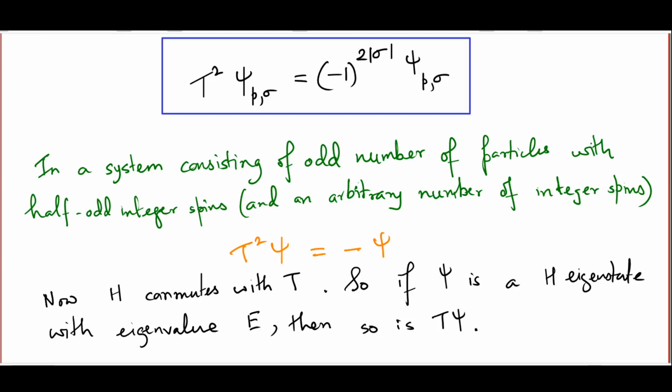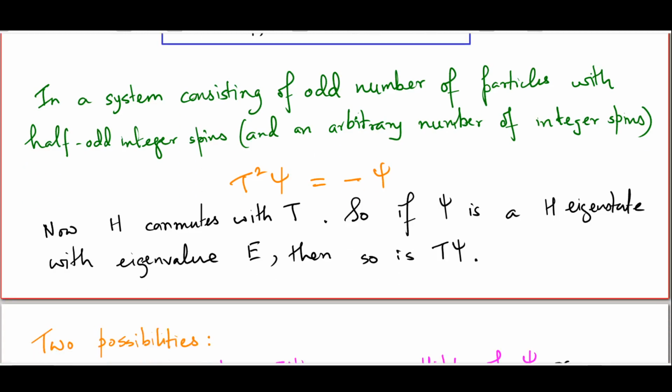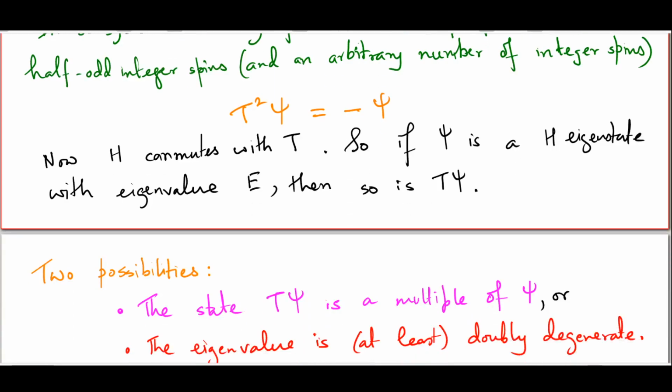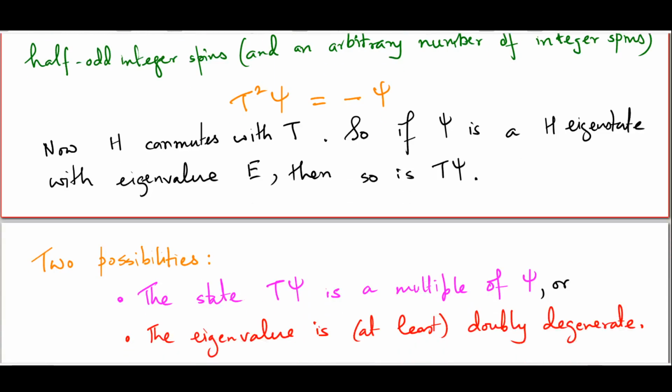Now, the Hamiltonian for such a system with time reversal symmetry, of course, commutes with T. So if psi is an H eigenstate with eigenvalue E, it is obvious that T psi will also be an H eigenstate with eigenvalue E. But the important point is that this leads to two possibilities. One is that the state T psi is simply a multiple of psi. But if that is not the case, then the eigenvalue E must be at least doubly degenerate, because psi and T psi would then be two independent states with the same energy E.